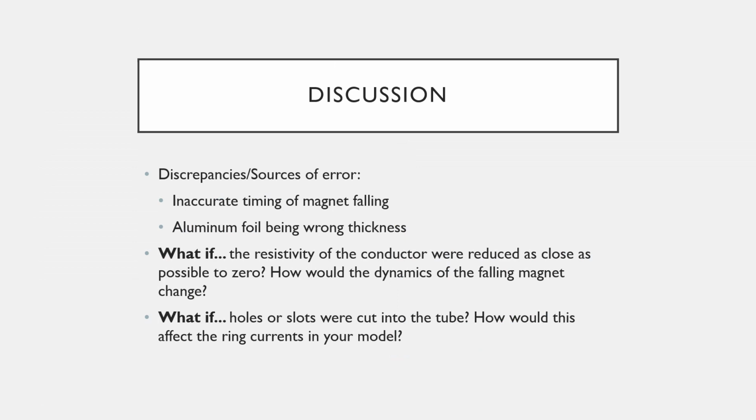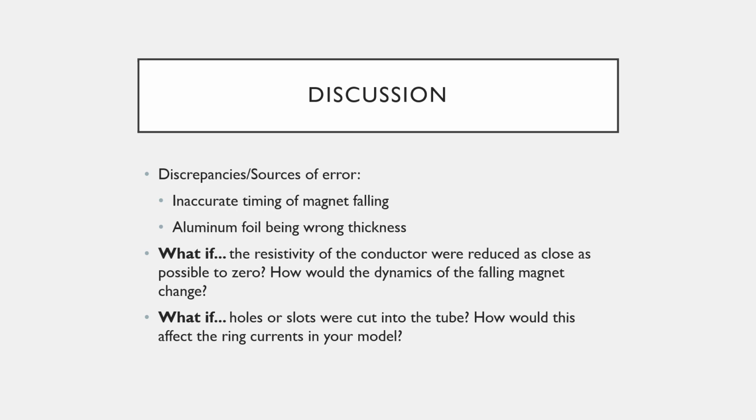Alright, so some possible sources of error here were possible inaccurate timing of the magnet falling, or the aluminum foil being the wrong thickness. And to answer the what if questions, if the resistivity of the conductor were reduced as close as possible to 0, that would cause there to be 0 resistance, which would increase the induced current, which would make the force on the magnet a lot greater, meaning it would fall a lot slower.